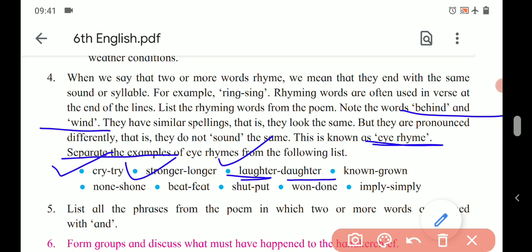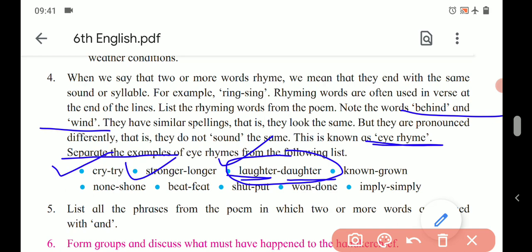spellings are the same. Almost all the letters are the same except the first letter. Laugher is starting with L and daughter is starting with D. But what about its ending sound? Laugher, fur, daughter, ter, right? So these words are looking like a pair of rhyming words, but actually their pronunciation sounds are different. So this is not a pair of rhyming words. So this is a pair of eye rhyme. Eye rhyme.